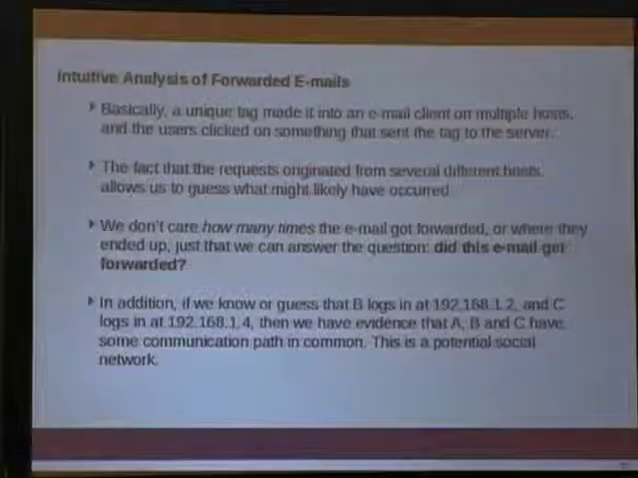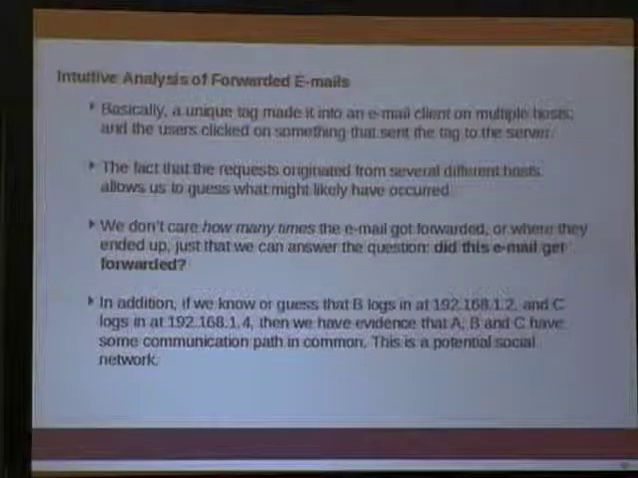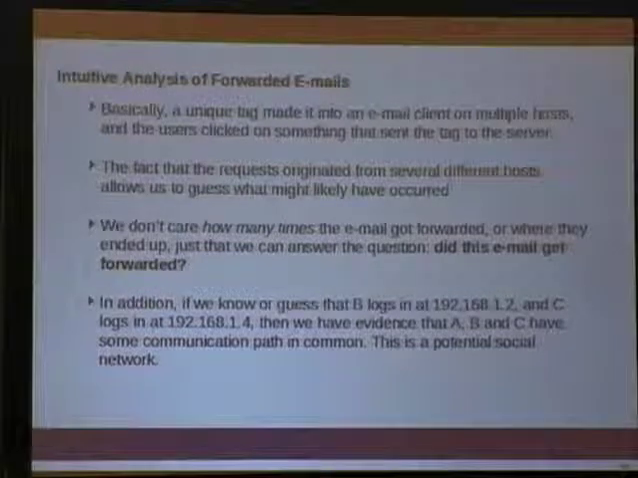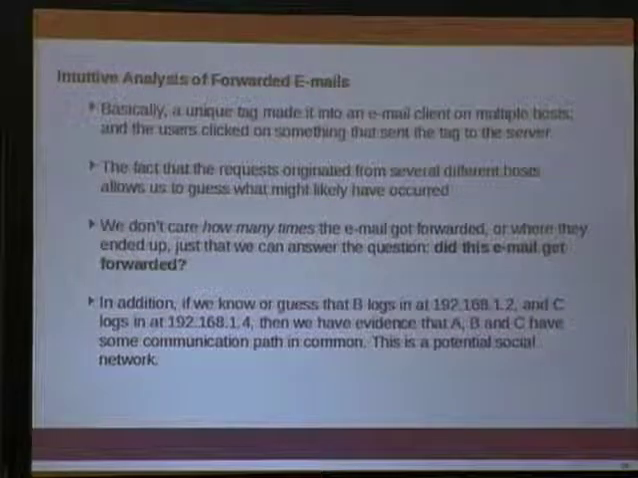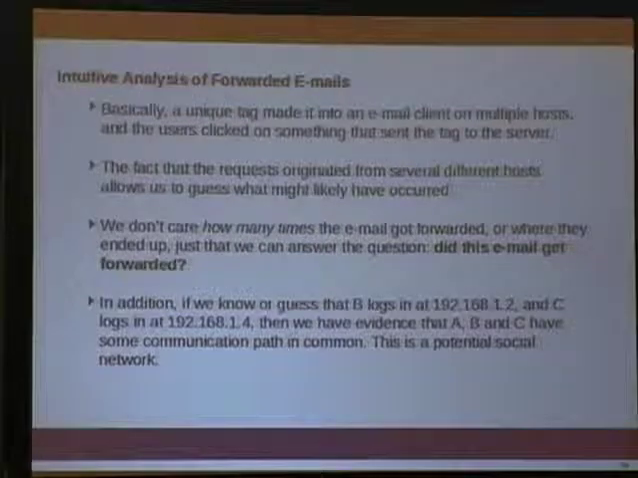The fact that the request originated from several different hosts allows us to guess what likely would have occurred. And we really don't care how many times the email got forwarded. You could change those forwarding paths up any number of different ways, but the email still probably got forwarded. And so we can start to answer the question, did this email get forwarded? Very useful for a client. In addition, if we know or somehow guess that B is logging into .2 and C is logging into .4, then we have evidence that A, B, and C have some sort of communication path in common. So this would be a potential social network.